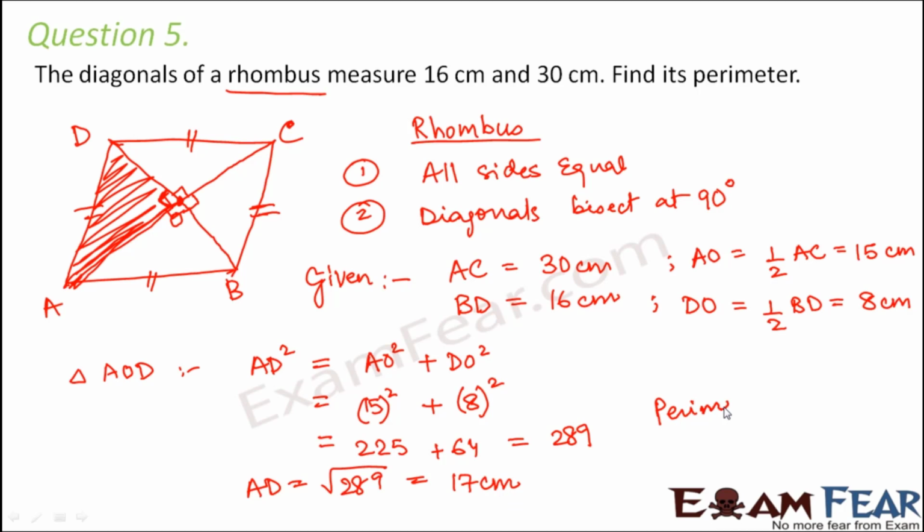Now, what would be the perimeter? Perimeter is equal to the sum of all the four sides. That is adding 17 four times, which is nothing but 4 into side. That is equal to 4 into 17, which is equal to 68 centimeters. Therefore, the perimeter of the rhombus would be 68 centimeters.